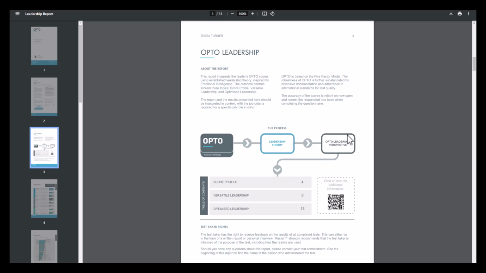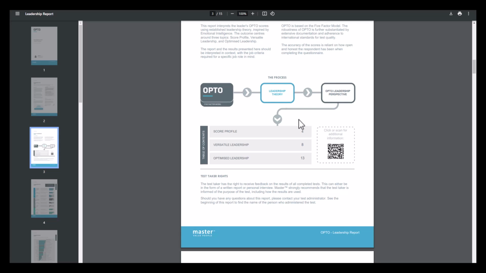This report has a total of 15 pages and is divided into 3 parts. The first one is a section about the actual test results, then there's a section about the versatile leadership, and finally a section about the optimized leadership. At the bottom of page 3, there is also some additional information about the test taker's rights.